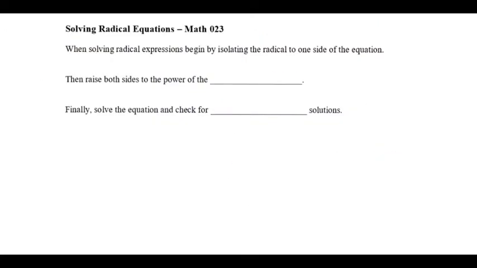All right, so one of our next to the last sections that we're going to do is solving radical equations. When you solve a radical equation, first you have to isolate the radical to one side of the equation. So you just want the radical to be on one side, everything else on the other side. Once you isolate the radical, then you're going to raise both sides to the power of the index. So if it's a square root, you'd square both sides. If it's a cube root, you raise both sides to the power of 3. The fourth root, you'd raise both sides to the power of 4, and so on.